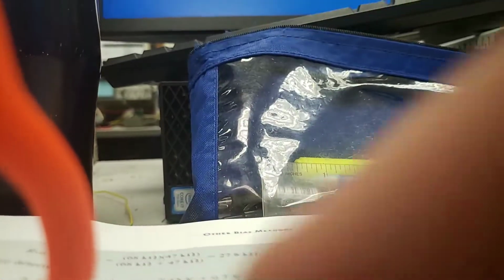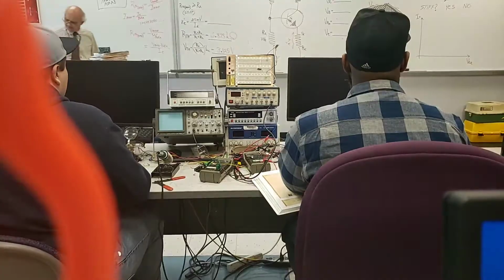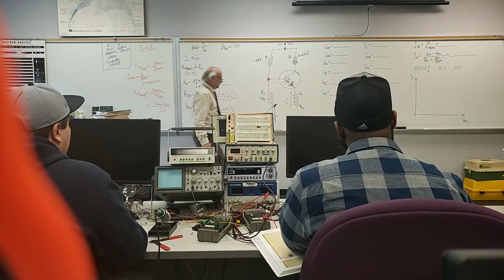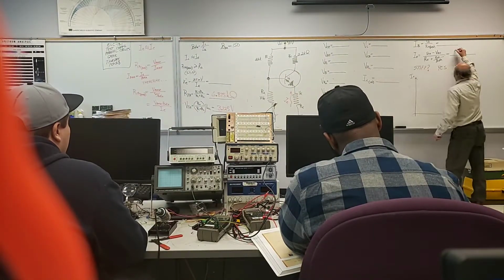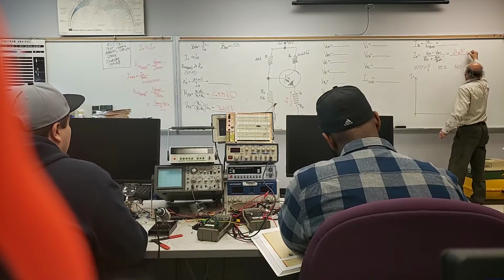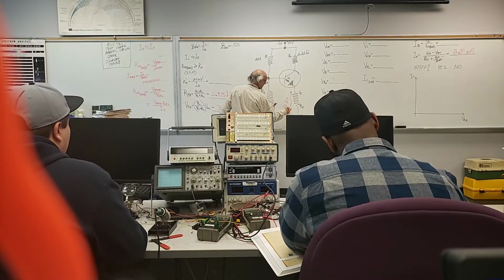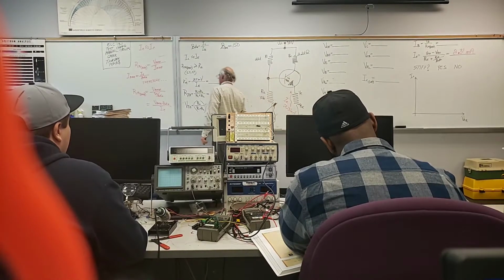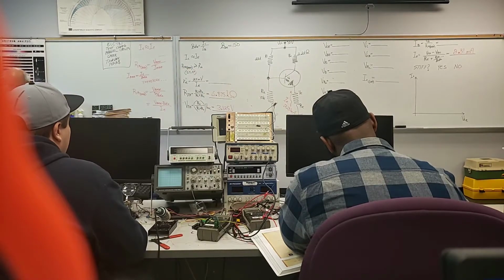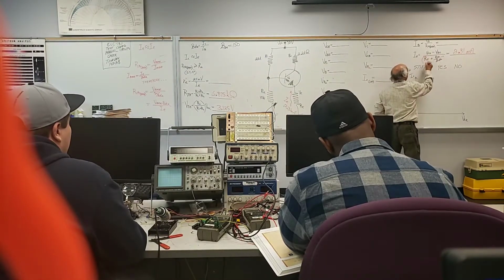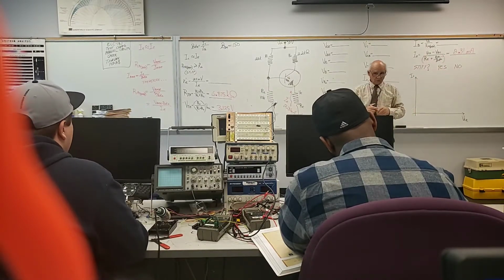I'm waiting for somebody to tell me what the emitter current is. What do we do next? You're finding the emitter current, IE. Well, that's IE, yes. There's adding going on in the denominator. Put parentheses around the entire denominator, or somebody will make a mistake.